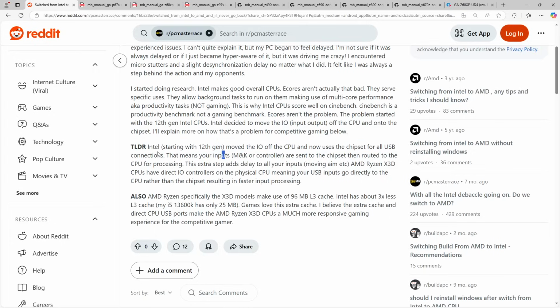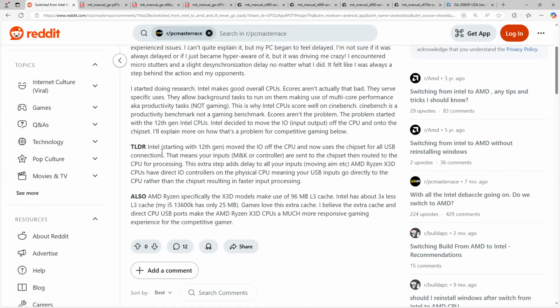So this statement is a lie. Well, I mean, it depends. If this person read a bunch of motherboard manuals and then still made this statement, then they're a liar. And if they didn't know any better, then they're just spreading disinformation. This is just wrong. From second gen all the way to 14th gen, you never had USB ports connected directly to the CPU.